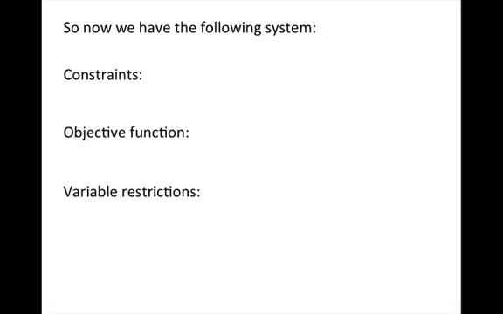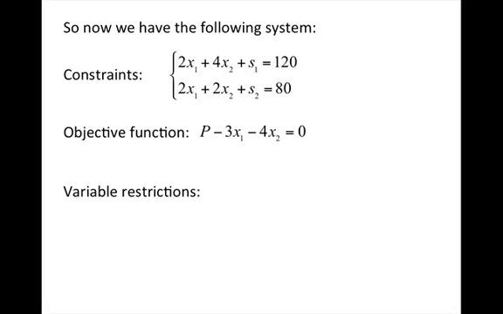So now we have the following system. Our constraints were the two equations that we got after we introduced the slack variables. The objective function is rewritten so that it's always set equal to 0. And then our variable restrictions: every variable, the x's and the slack variable s's, are all greater than or equal to 0.